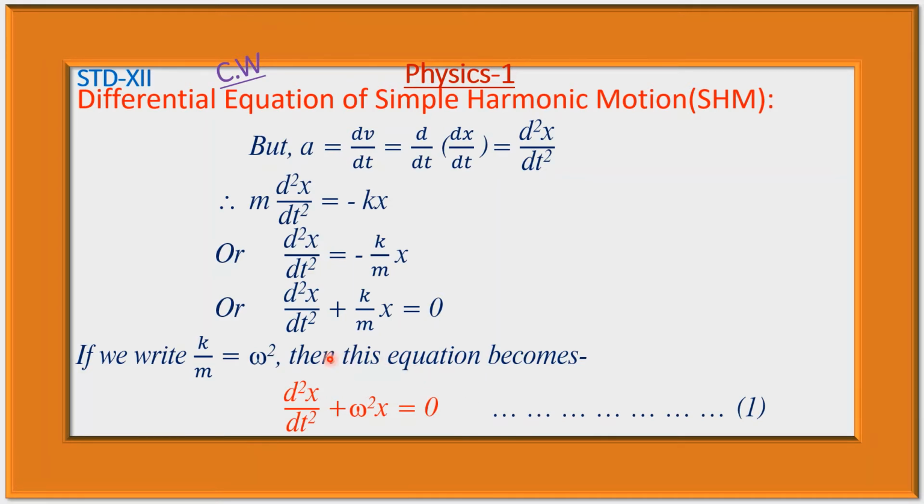It's a very important equation of simple harmonic motion. That is, the equation of simple harmonic motion is d square x by dt square plus omega square x is equal to 0. Here omega square is equal to k by m, and omega is known as the angular frequency.